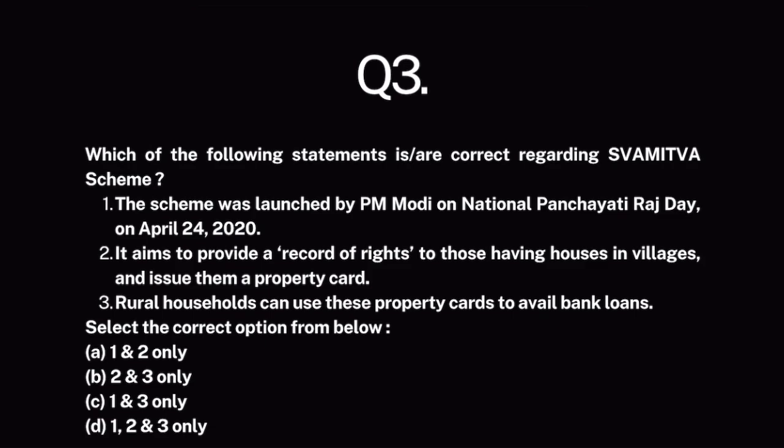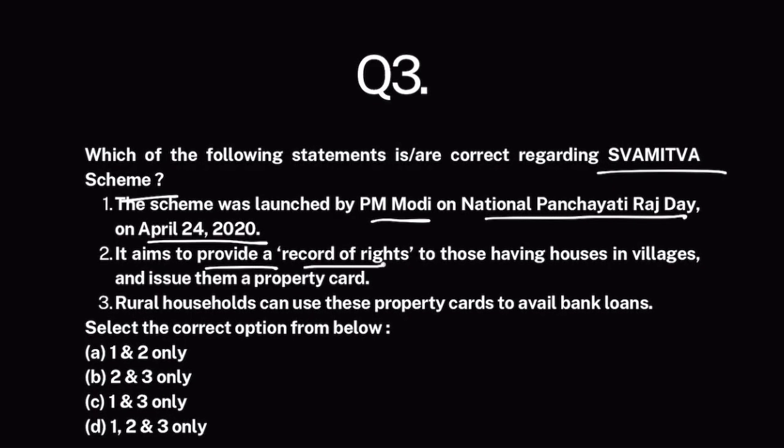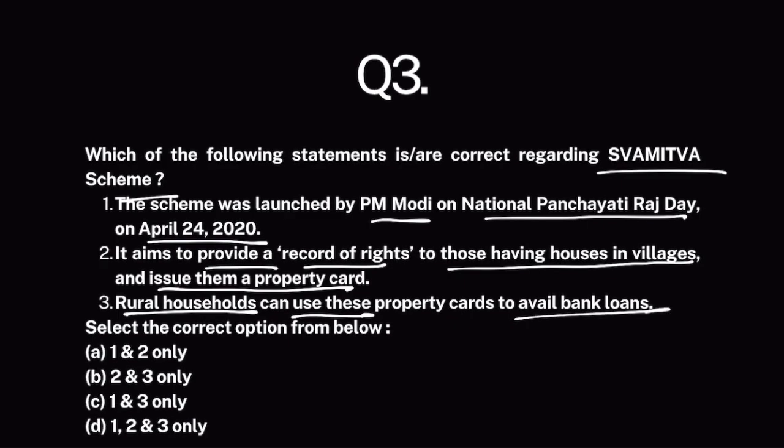B. Question 3. Which of the following statements are correct regarding Swamitva scheme? Scheme was launched by PM Modi on National Panchayati Raj Day on April 24th, 2020. It aims to provide a record of rights to those having houses in villages and issue them a property card. Rural households can use these property cards to avail bank loans.